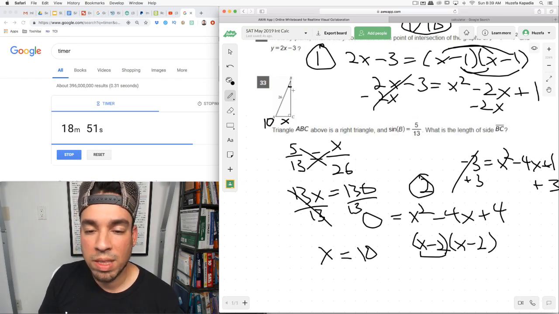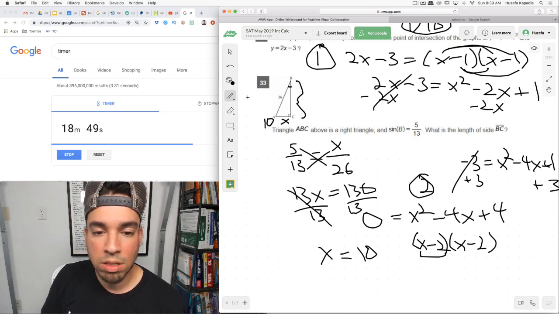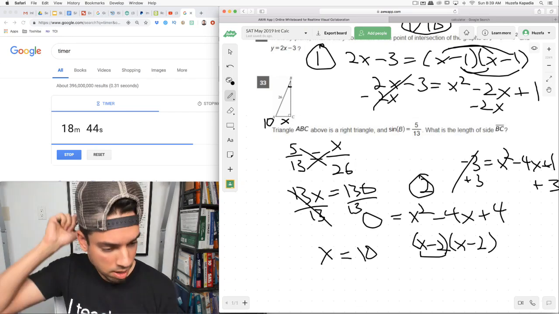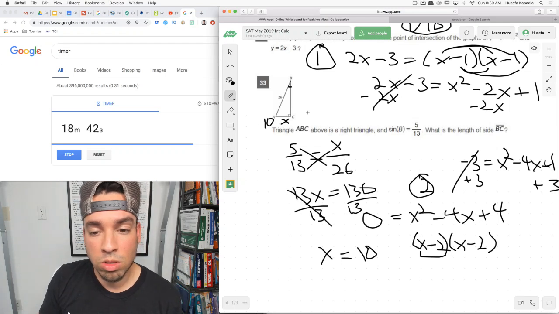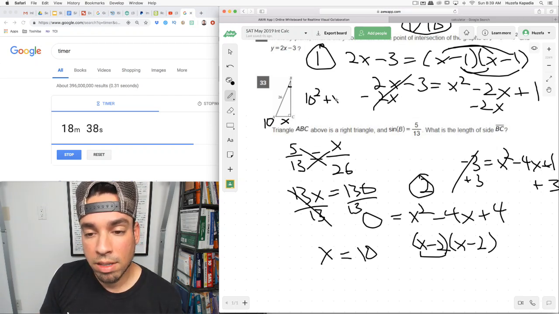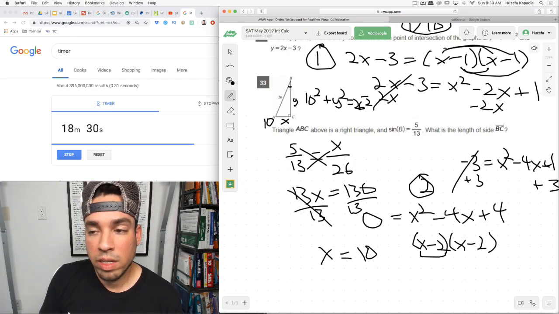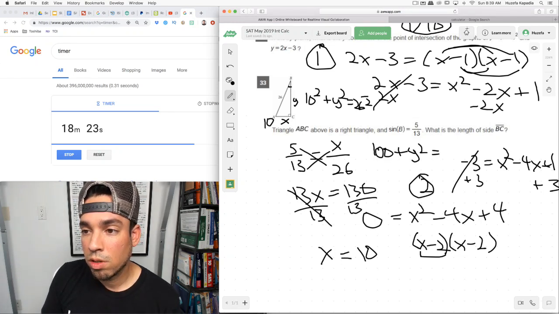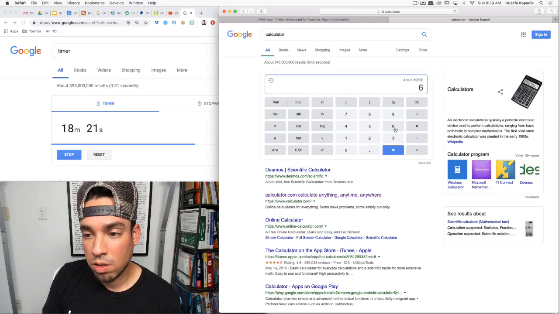And now I can use Pythagorean's theorem to find side BC. Okay, I was just using a little trigonometry, SOHCAHTOA, which you definitely should know. And then, anyways, let's use Pythagorean's theorem. So 10 squared plus, let's call it y, sorry, y squared equals 26 squared, okay? So it's 100 plus y squared equals, what is 26 squared? Come on.